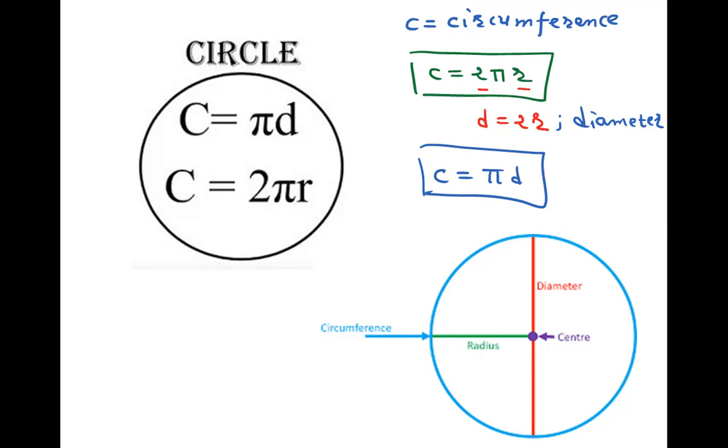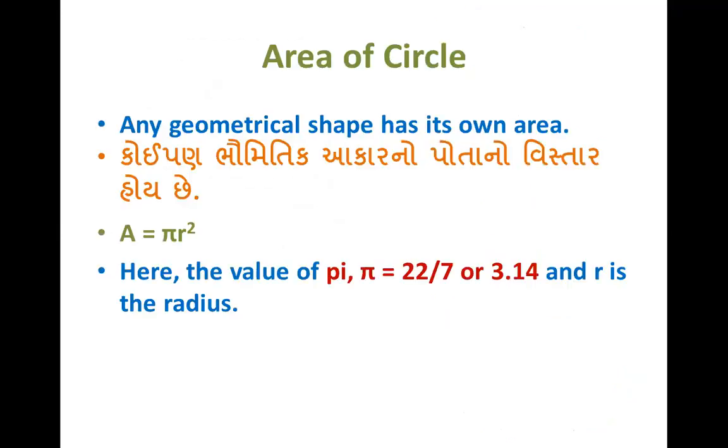Now we're moving on to the next one. What is the next thing on your screen, Loki? Area of the circle. Any closed figure which has some space, which occupies some space, is known as the area. The formula for the area of the circle is πr².